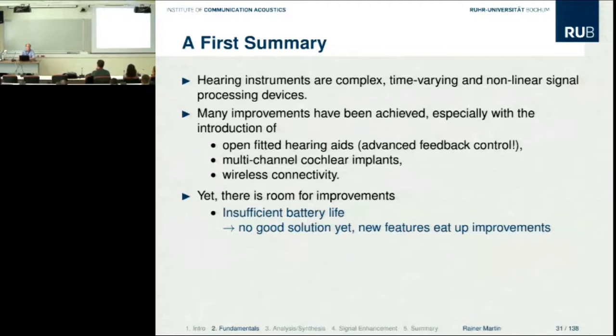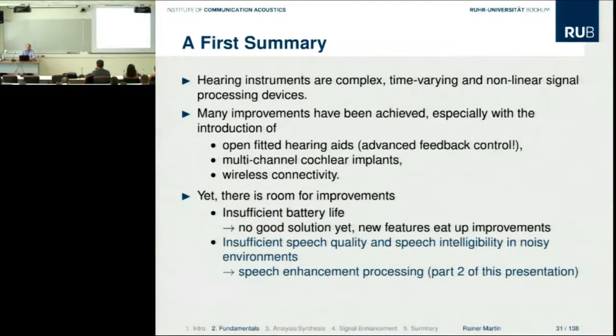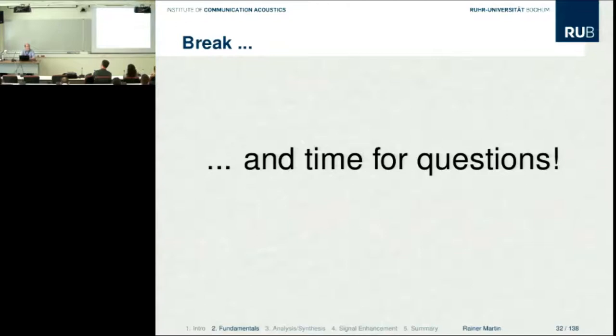Also, as you put more features into the hearing aid, it's similar to your smartphone or computers or whatever, even though you have better digital technology or better battery technology, the new features will easily eat it up. Another issue is insufficient speech quality and speech intelligibility in noisy environments. That relates also to the second part of my talk, which is about speech enhancement, and possibly also quality of music reproduction. Lots of hearing aid users do not enjoy listening to music, or at least complain about the quality for various reasons. Okay, that is the first part of the first part.